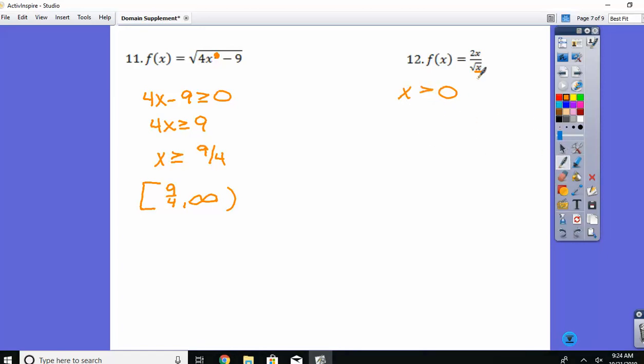So that x just has to be greater than 0. So it'll be like an open circle, parentheses 0, comma, infinity. That's our domain.